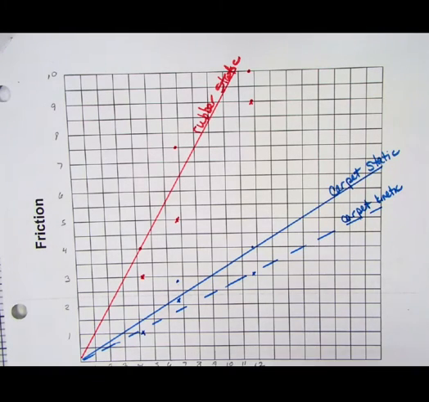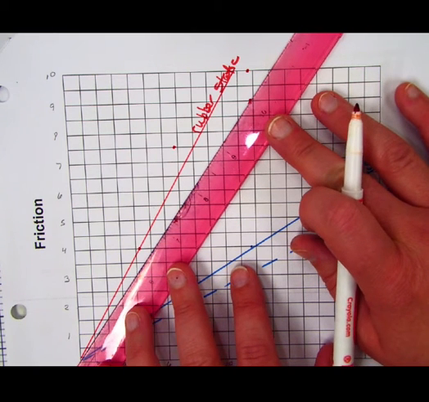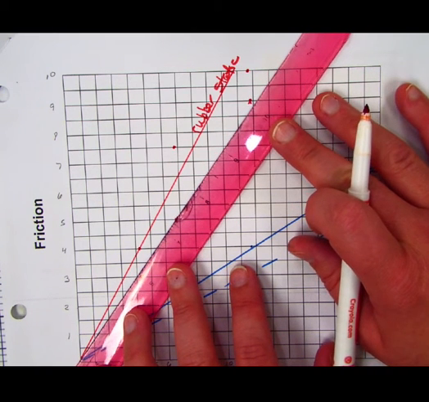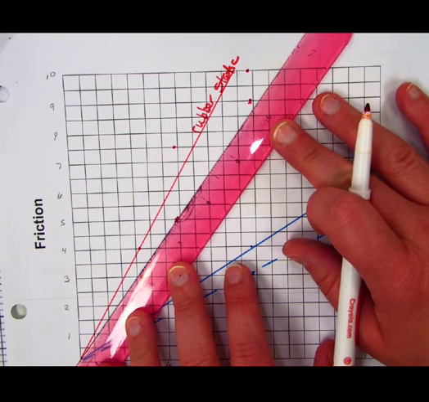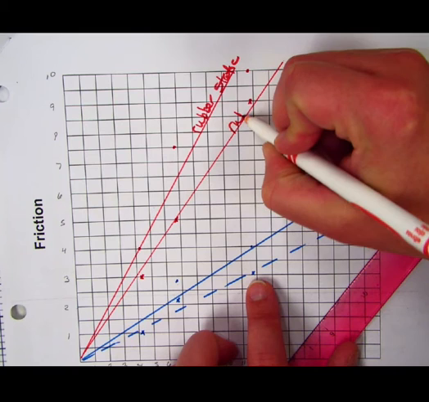I'm going to draw a best fit line for those. If I hit the middle one, my top and the bottom ones look like they're equally spread. And I'm going to label this rubber kinetic.